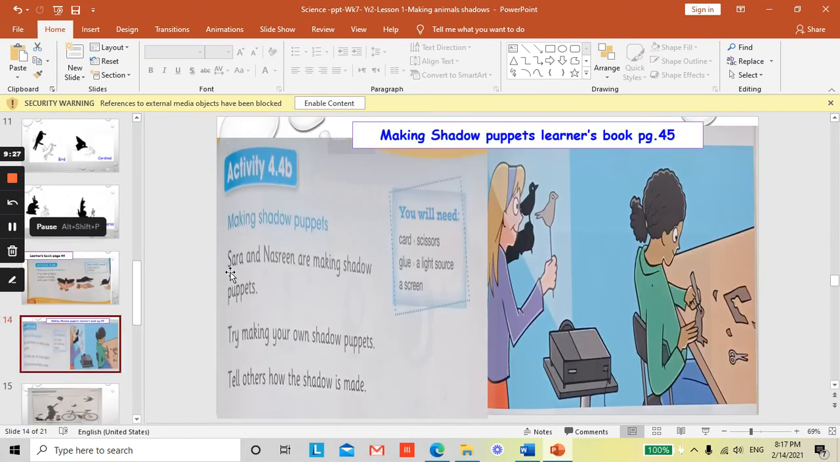Let's move again. We have a puppet. We have making a shadow puppet. Learner's book, page 45. Here we have Sarah and Nasreen making shadow puppets. Try making your own shadow puppet. Tell others how the shadow is made. So you need to make your own shadow puppet, and then when we meet online, you'll tell us how a shadow is made.